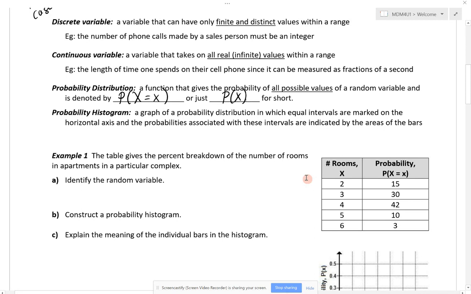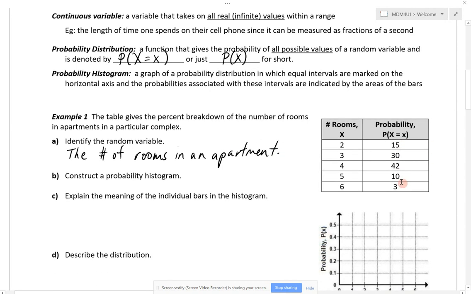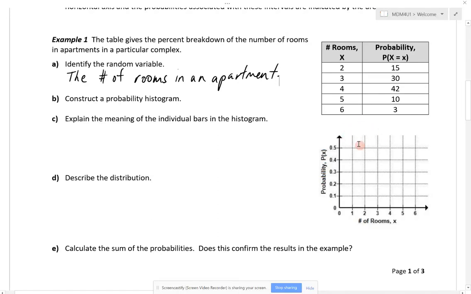Let's identify the random variable here. It is the number of rooms in an apartment. We're going to construct a probability histogram because we're given the probability of values here. So the probability, P of x, and the number of rooms on the bottom, x. Looking at the first one, 2 rooms, the probability is 15. What we're graphing here is the probability of x versus x.